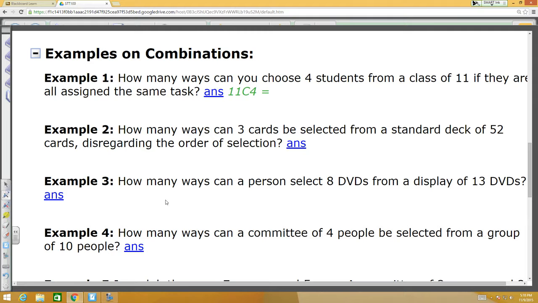Now first example is fine? Second one? We're selecting 3 cards. Example 2, 3 cards selected from 52. So in this case, it will be 52C3. Any questions? Is anyone not understanding? Is anyone confused?